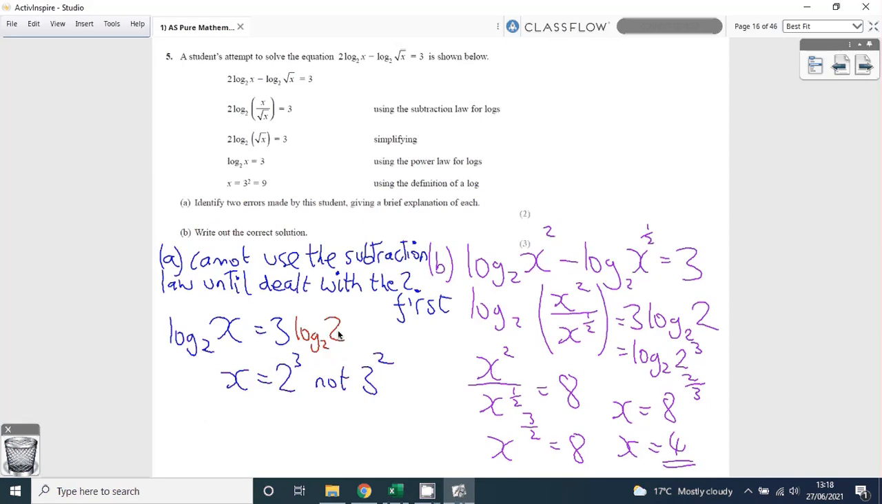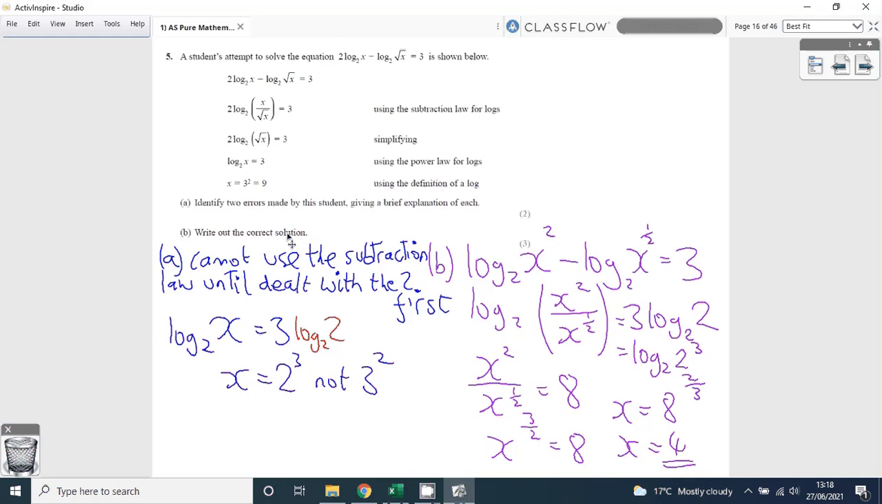And then I find it quite clear to see that the 3 goes upstairs, being the power law. So we've got log x equaling log 2 to the power of 3. So obviously x equals 2 to the power of 3, and not 3 to the power of 2 as it's said over here. So those are the 2 errors.